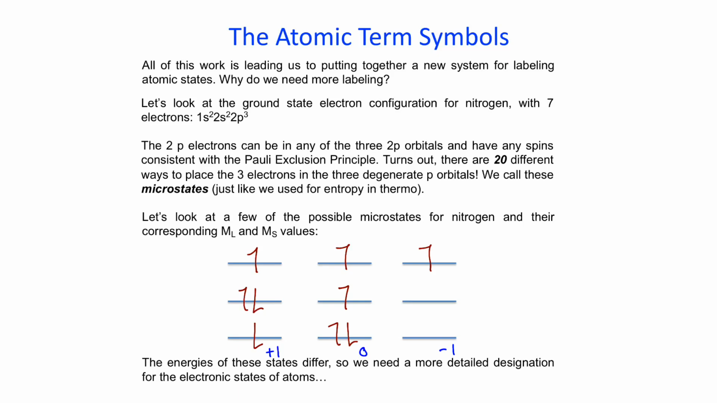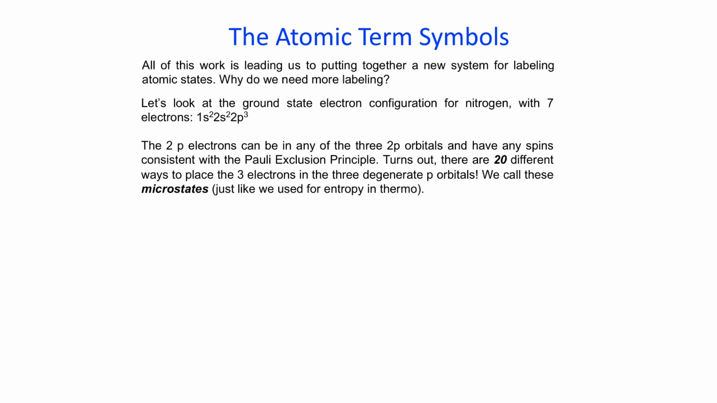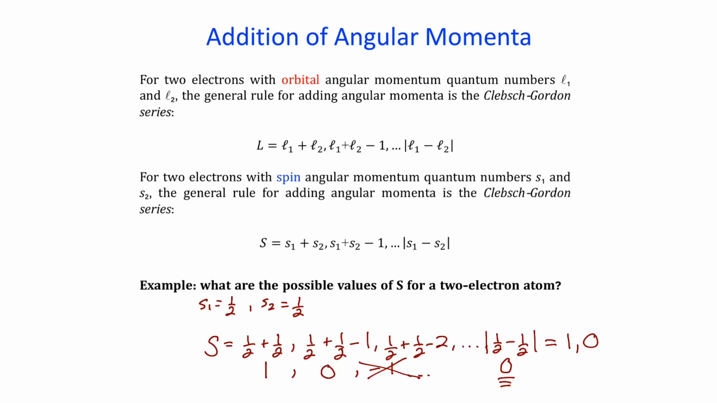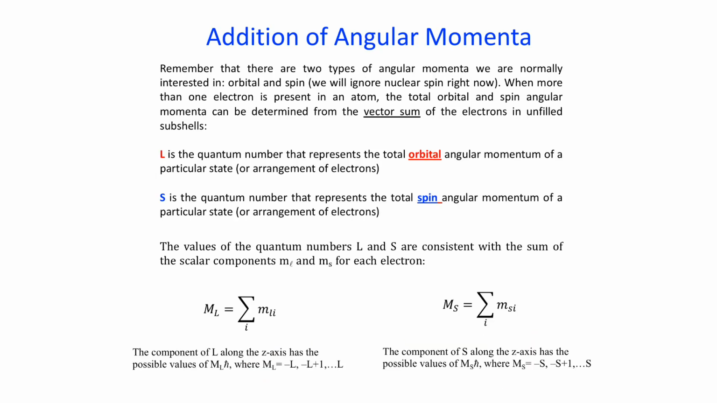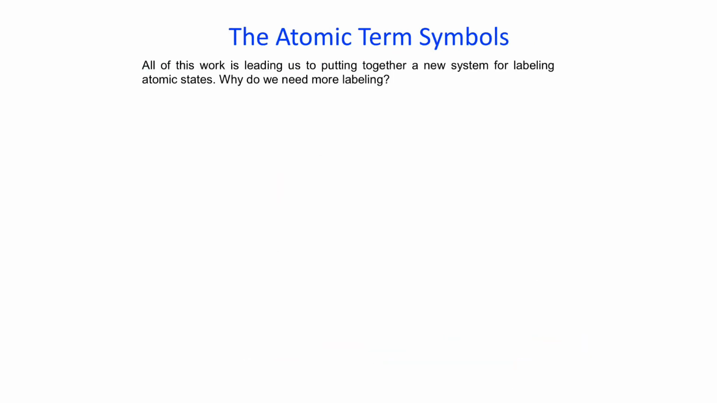All right. So big M sub L. Let's make a little table over here. We want a big M sub L and a big M sub S. Remember, if we go back to our definition, where did we define it? Over here. Okay. Remember, these are the definitions of those big M sub L and big M sub S. We're just adding up the individual M sub Ls and M sub Ss.